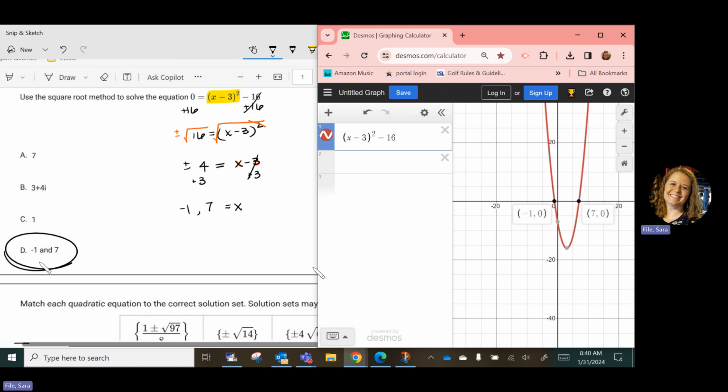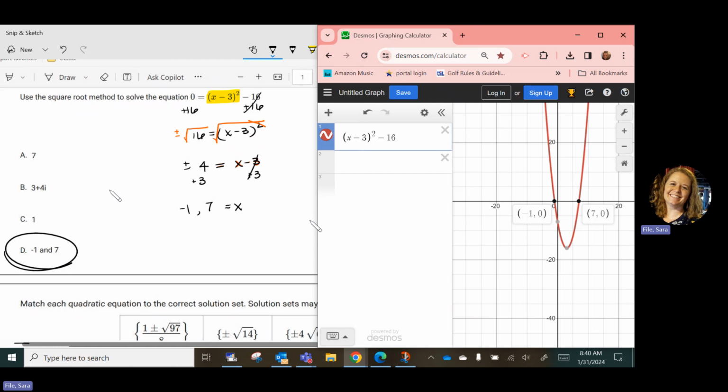We just said if there were two real solutions, it's two x-intercepts. If there was one real solution, that means there would only be one x-intercept. What if there's no real solution, only imaginary? What does that mean about your graph? That there's no x-intercept. Very good. So just knowing that will help you eliminate some answer choices for some problems.